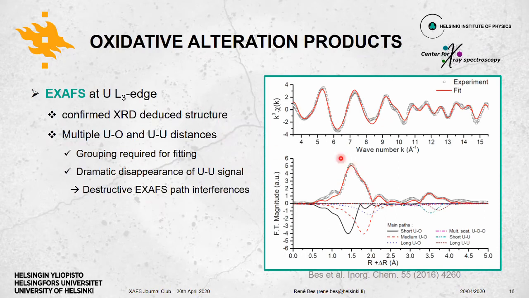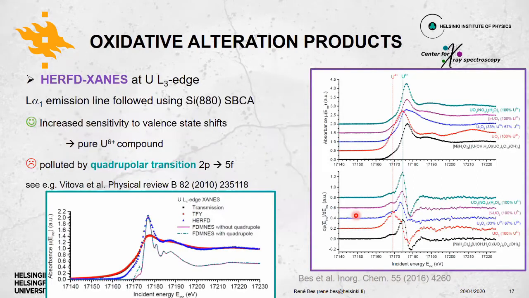Another problem in this type of sample is that we observe a dramatic disappearance of the uranium-uranium signal, due to destructive XAS path interferences, because there are several paths with distances leading to destructive XAS signal. But we succeeded in measuring it. Then we performed HERFD-XAS at the uranium L3-edge, following the L-alpha-1 emission line and using a silicon 880 spherically bent crystal analyzer on the Hubble beamline.